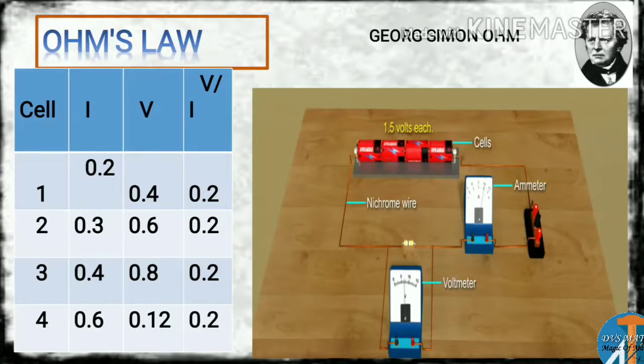That means every time there is an increase in current, there is an increase in voltage, and if voltage increases, current increases. And if we divide those two, we get a constant value, that is 0.2, 0.2, 0.2. Every time you increase the value of voltage, there is an increase in current also. So he gave a relationship between the voltage, that means the potential difference, and the current, called Ohm's law.